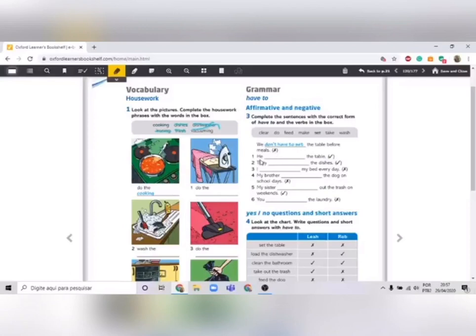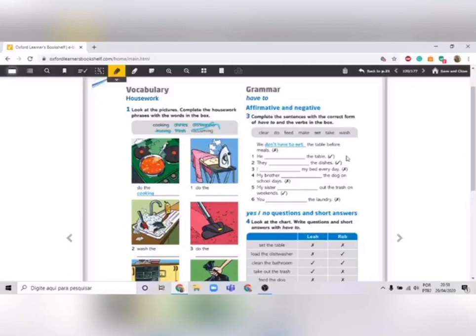Okay? Number 1, it's a check. So it's affirmative. He has to clear the table. Why are we using has? Because it's the third person. When we use he, she, it, we have to change the verb. So we don't use have, we use has. 1. He has to clear the table. Number 2, check, affirmative. They have to wash the dishes.